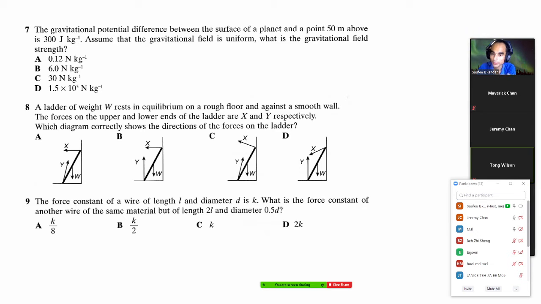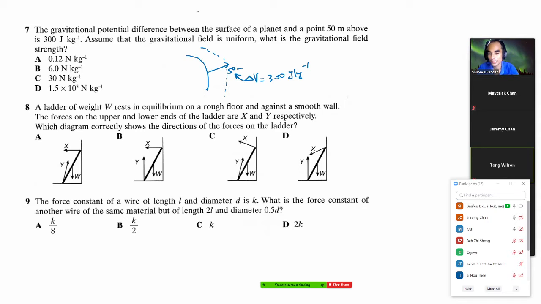The gravitational potential difference between the surface of a planet and a point 50 meters above is 300 joule per kilogram. So we have the surface of a planet, and this is a simple drawing; 50 meters is very near actually. At this point above, the potential difference is 300 joule per kilogram. We assume that the gravitational field is uniform. What is the gravitational field strength?